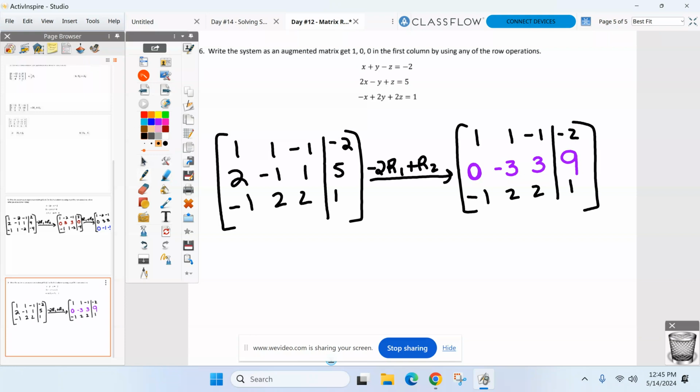All right, ready to finish this? How do I get the negative 1 to be a 0? Add 1 to it. All right, I don't need to multiply. I already have it there. So this is going to be row 1 times 1 plus row 3.